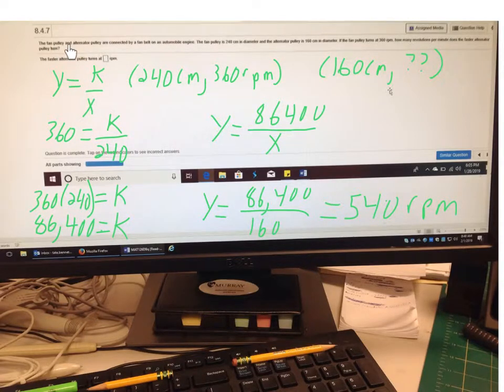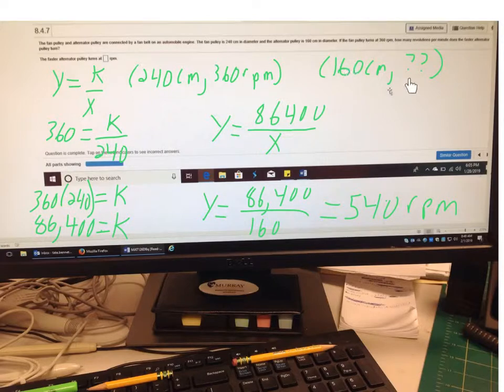We've got a fan pulley and an alternator. I guess they're connected by a belt on the automobile engine. The fan pulley is 240 centimeters in diameter. I'll let that be x. The alternator pulley is 160 centimeters in diameter. If the fan pulley turns at 360 RPMs, I'll let that be y, then how many revolutions does the alternator make?